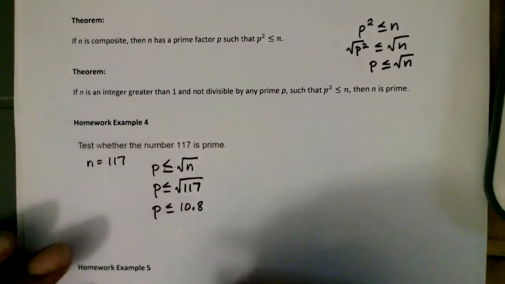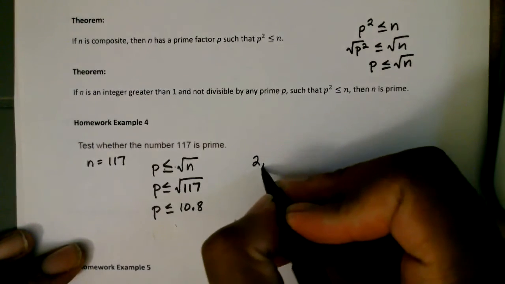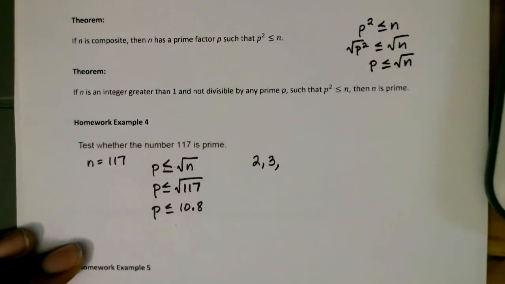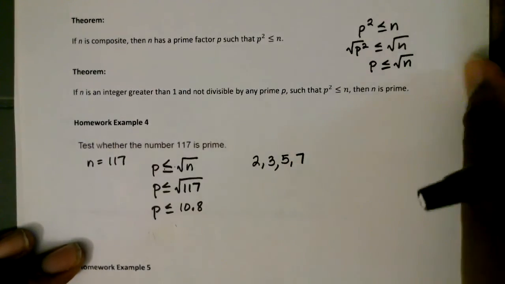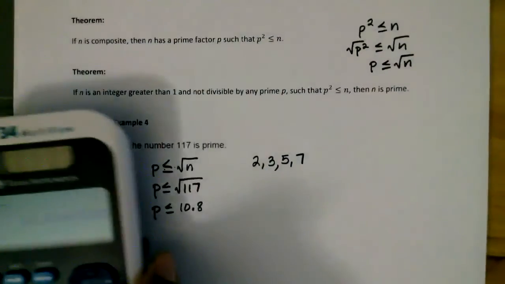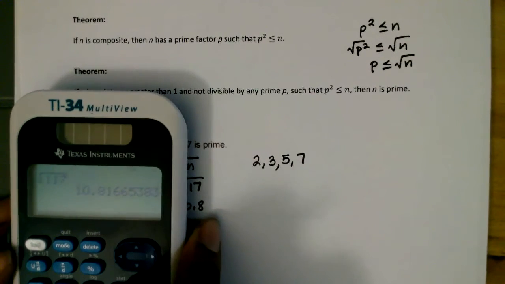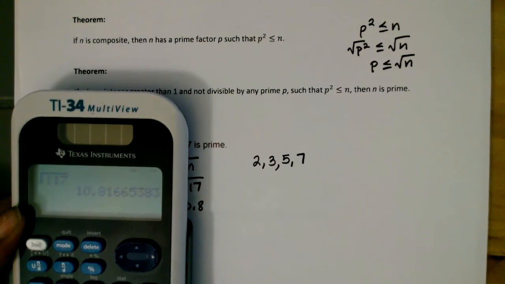Our primes that we can test will have to be 2, 3, 5, and 7. And if you get a whole number, that tells you that that number is a composite number.